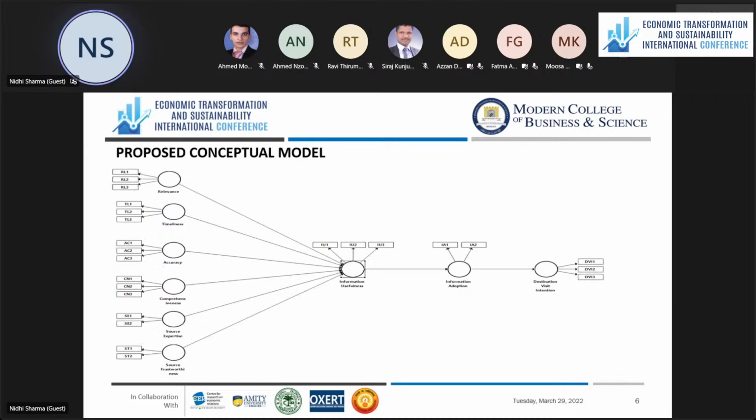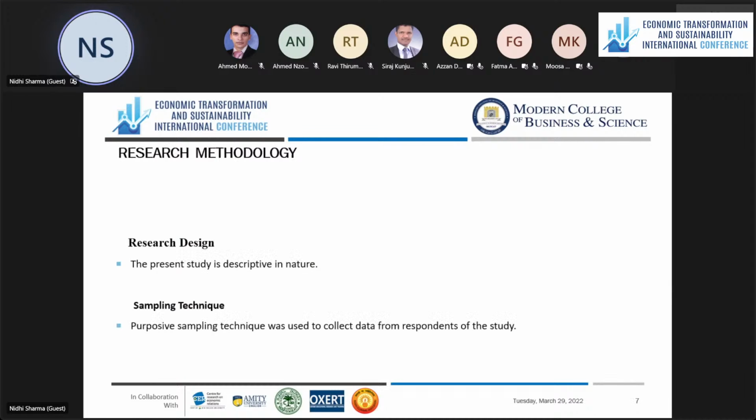So this is the proposed conceptual model, which says that relevance, timeliness, accuracy, comprehensiveness, source expertise, and source trustworthiness lead to information usefulness, which leads to information adoption, and finally the destination visit intention.